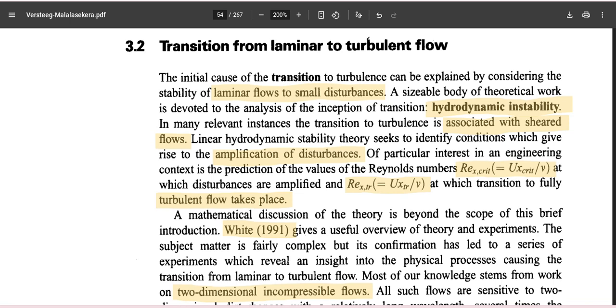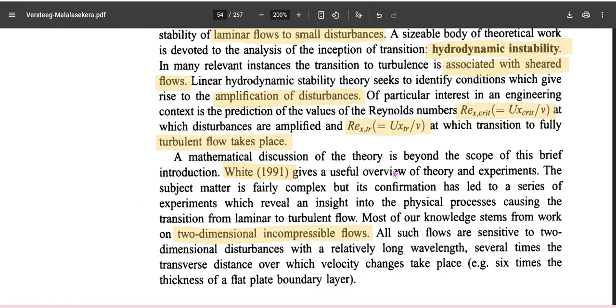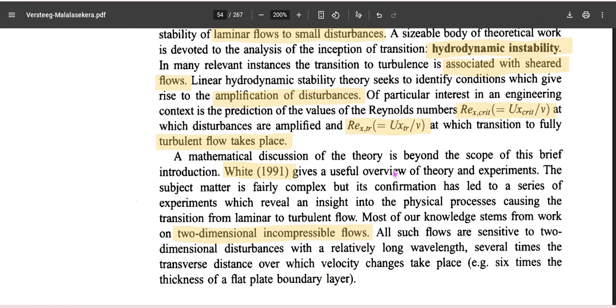But if the small disturbance introduced into the stable laminar flow is amplified, then at a critical condition called the critical Reynolds number, these disturbances are amplified beyond a certain limit, and a transition to fully turbulent flow happens. These theories have a very rich mathematical structure, which is beyond the limits of this video.